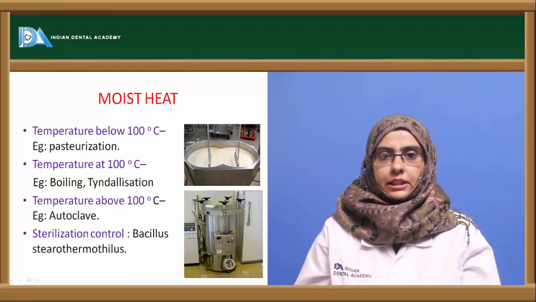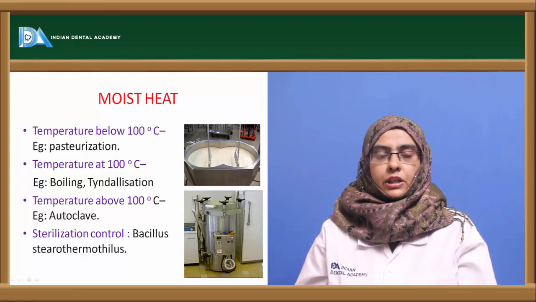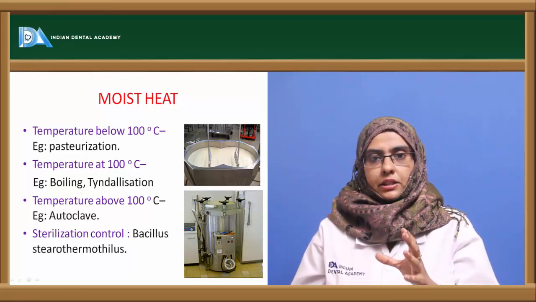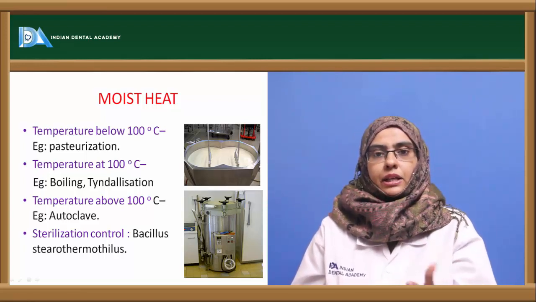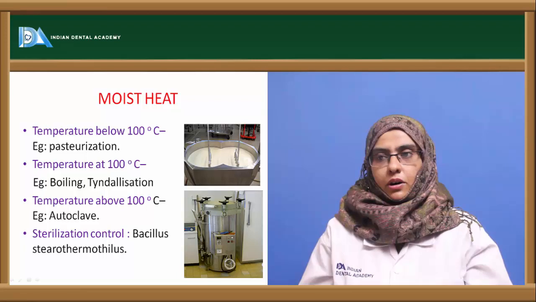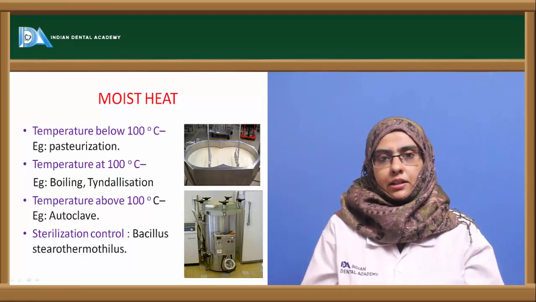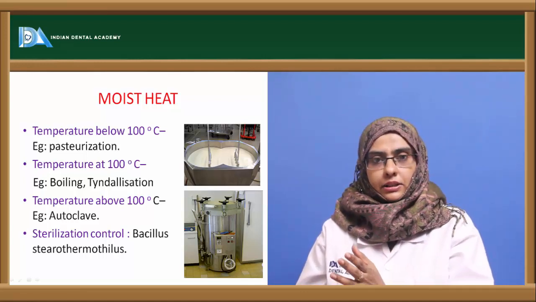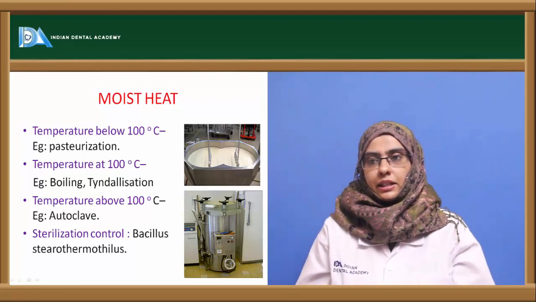Moist heat, as it itself says, means there is steam or moisture present. So when this moisture usually falls on a particular substance, it increases the temperature of that substance and thereby kills the microorganism. So moist heat is the more preferred choice than dry heat, but there are certain components that cannot be sterilized with the help of moist heat, and those can be sterilized only with the help of dry heat.